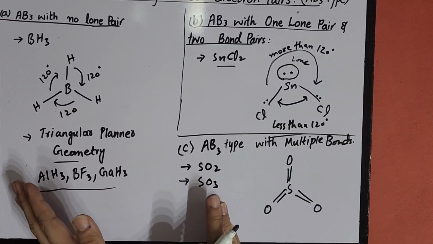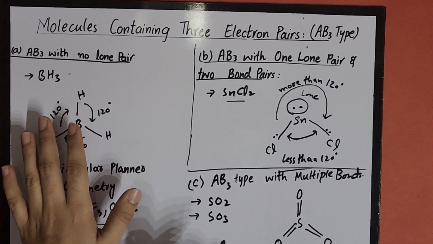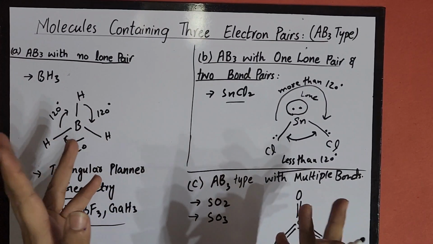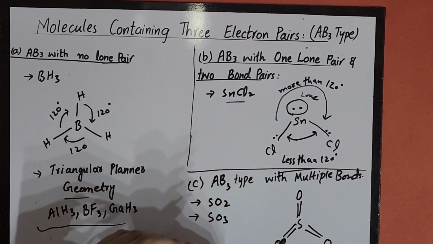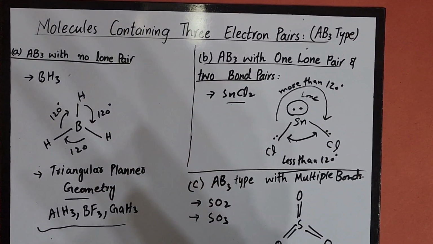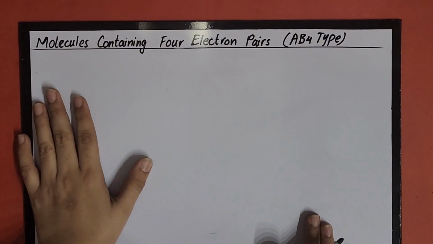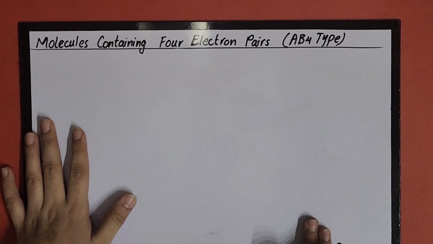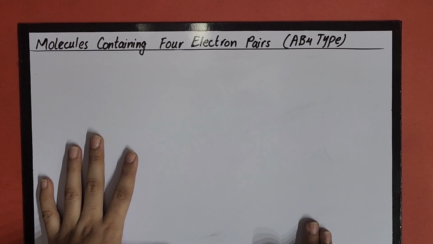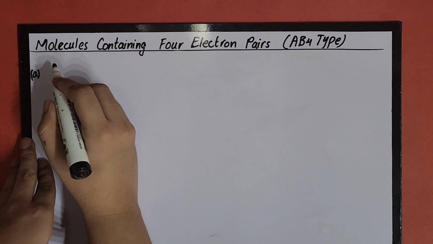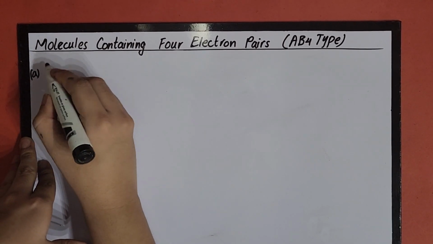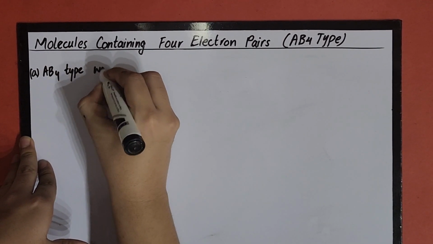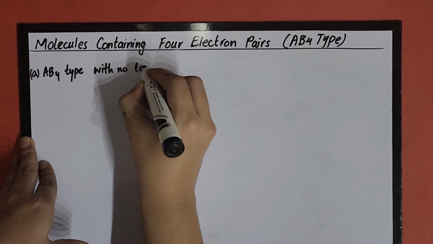Alright, so the next topic is AB4 type. From now onward we will discuss AB4 type with no lone pair, with 1 lone pair, with 2 lone pairs, with 3 lone pairs, and so on. Here is the molecule containing 4 electron pairs, that is AB4 type. So the first category in AB4 type is the AB4 type molecule with no lone pair.